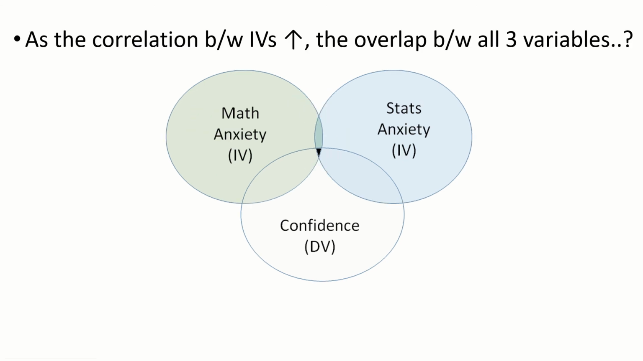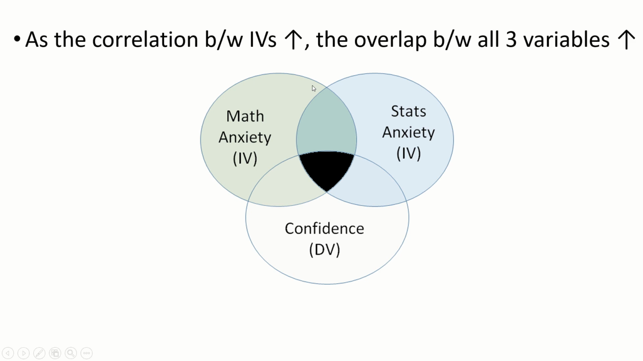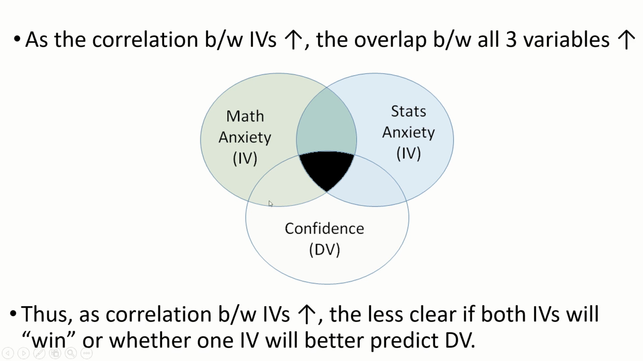So we'll see that again. As the correlation between our IVs increases, as there's more overlap between the IVs, the shared overlap between all three variables increases. So as the correlation between the independent variables increases, it's going to be less clear if both independent variables will sort of win out here, whether both will uniquely predict our DV, or it's possible that one IV will better predict the DV.